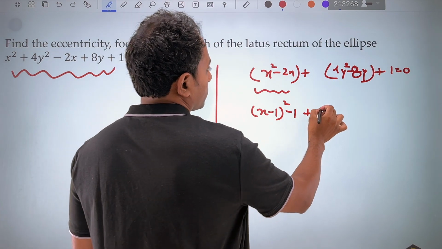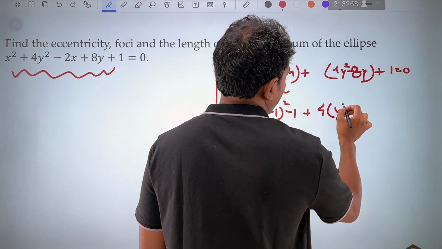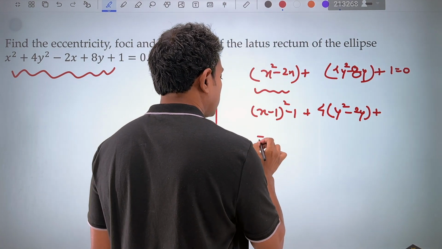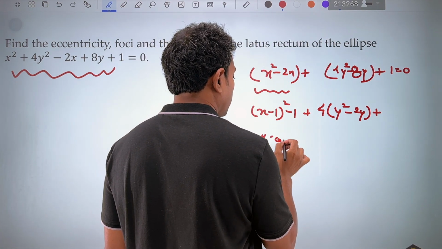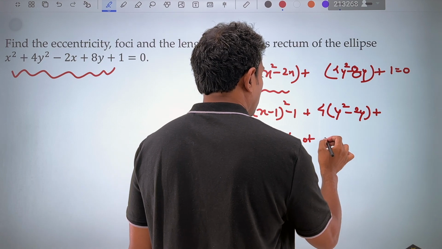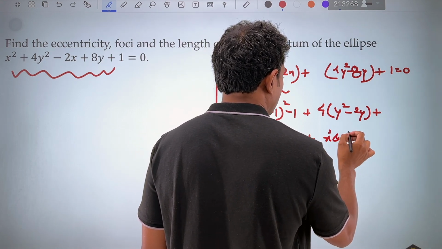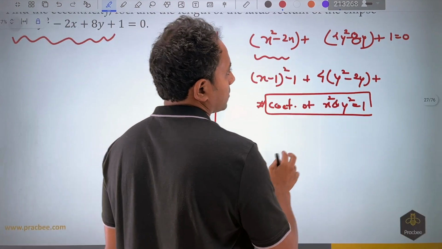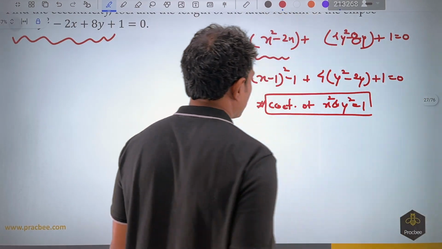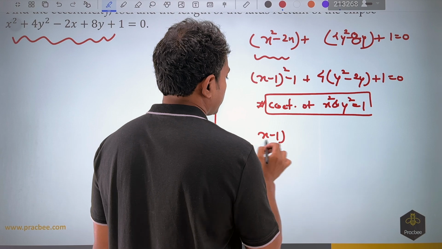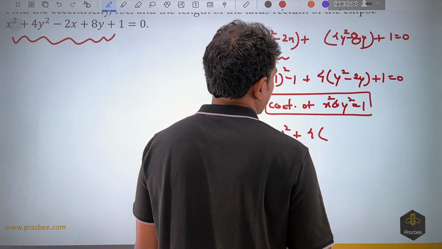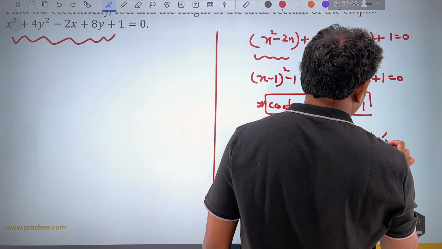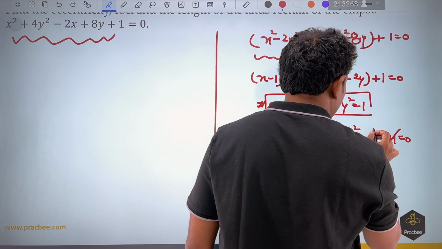And before doing anything to this, take this 4 common. It is very important to keep the coefficient of x square and y square equal to 1. Before doing this, do not do anything, because this will lead to wrong answers, wrong conclusions, everything would go wrong. So x minus 1 whole square, this will become y minus 1 whole square, and this will become minus 1 minus 4 plus 1 equal to 0.